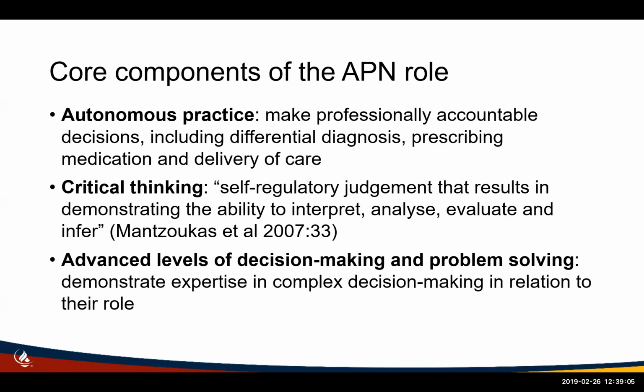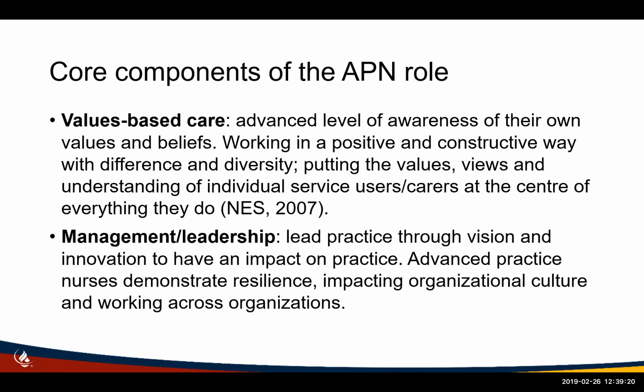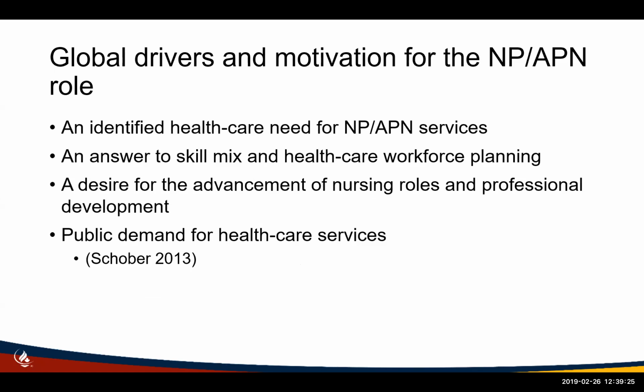Core components: autonomous practice is a core component of these roles globally, critical thinking, an advanced level of decision-making and problem-solving, and you will find this in the Canadian context as well. Value-based care, leadership components. And then what's happening globally is there is a need for better planning and better meeting the needs of the population and advancing nursing roles.